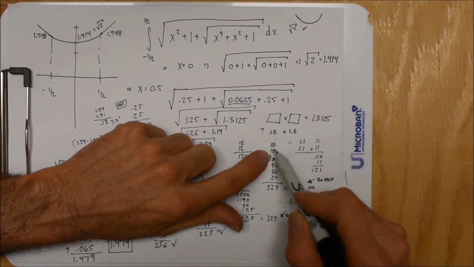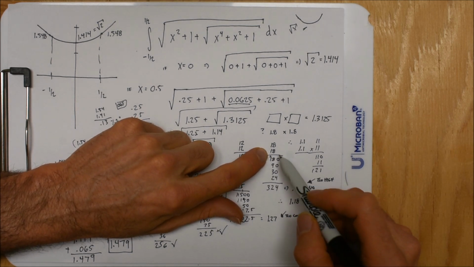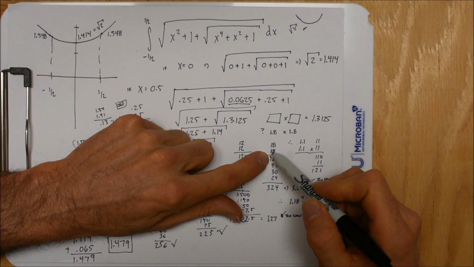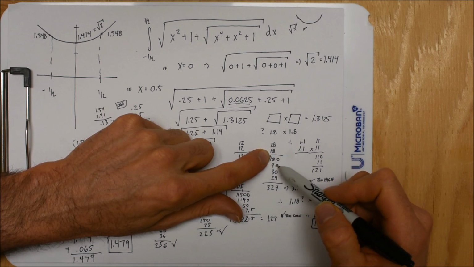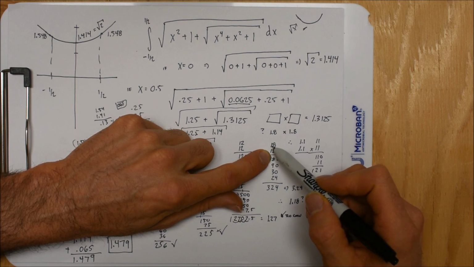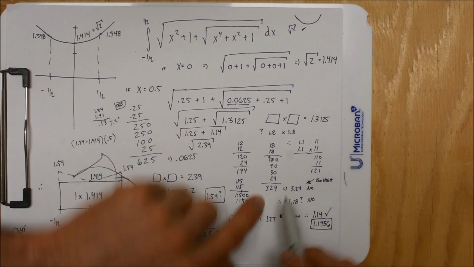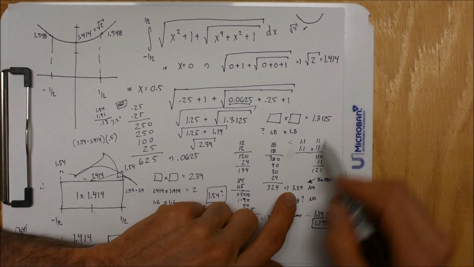So that's 18 times 18. 10 times 18 is 180, and then 5 times 18 is 90, just half of that. But I still got 3 left. So that's 3 times 10 is 30, plus 3 times 8, 24. And then move the decimal place twice. We get 3.24. Is that our answer?